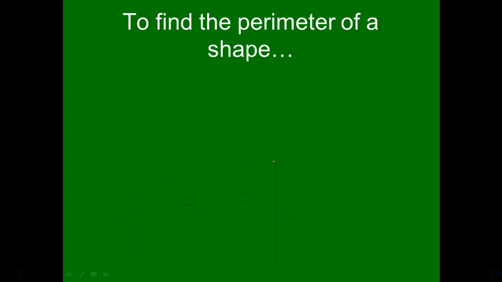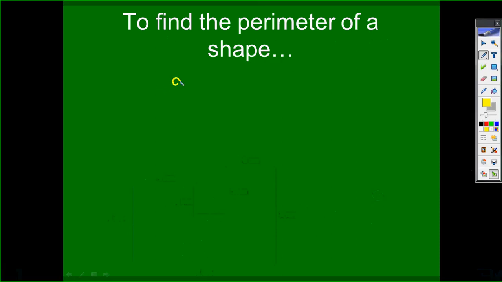In summary, to find the perimeter of a shape, we must add the lengths of each side.